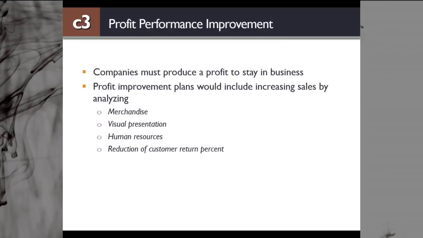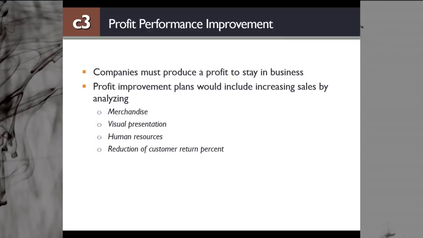Okay, so profit performance improvement. All companies must produce a profit to stay in business, as I mentioned earlier. To run the business, you really have to make a profit. If you cannot make a profit, that means you keep having the minus, and then you'll be out of business. So to survive, to run the business, to stay in business, you have to produce a profit. And how can you improve this profit performance?